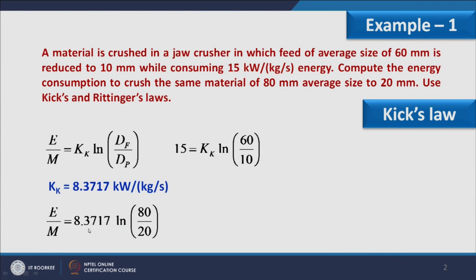So, finally, we have E by m, which we have to compute, equal to Kick's constant value, 8.3717 ln 80 by 20. Using these values we can calculate the energy consumption per unit of feed handled. The value comes as 11.606 kilowatt. And if you see the expression and the values, it varies from 60 mm to 10 mm and 80 mm to 20 mm, so it comes under coarse crushing where Kick's law is applicable.